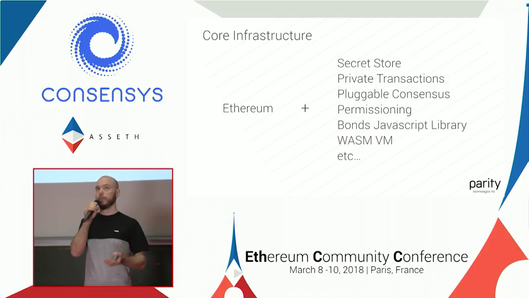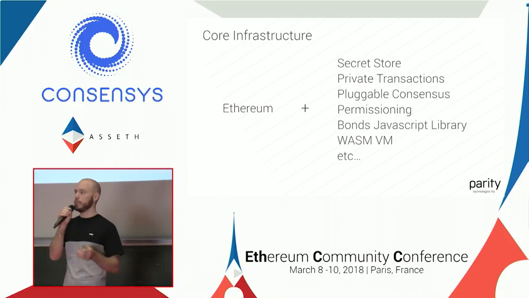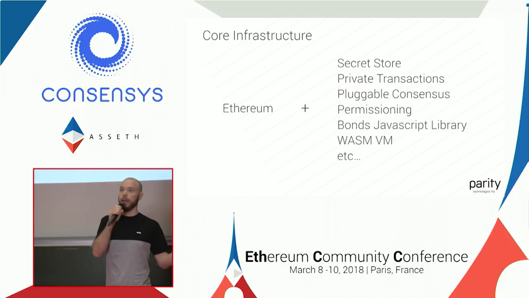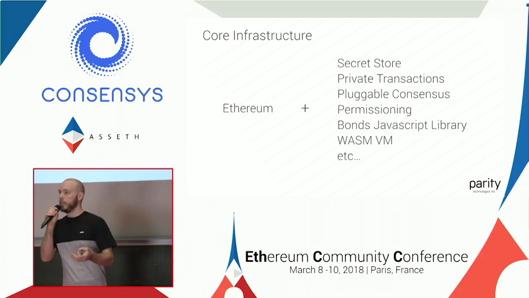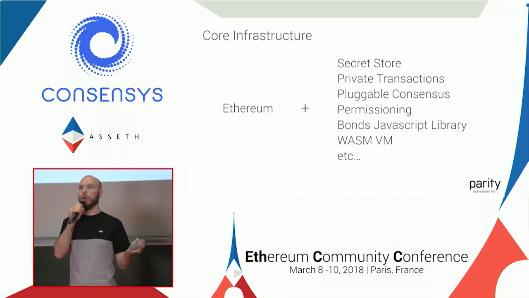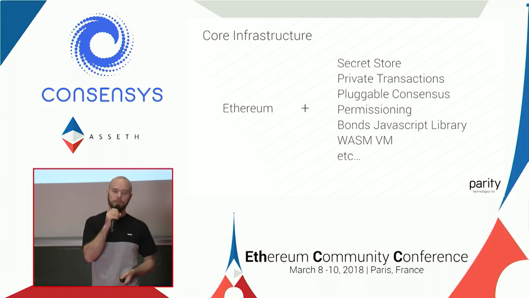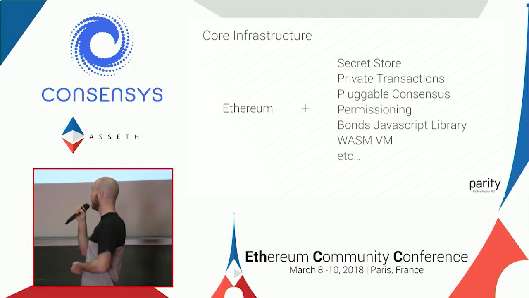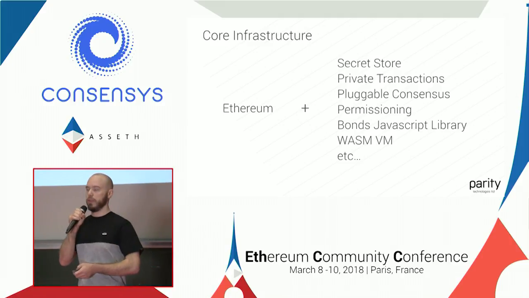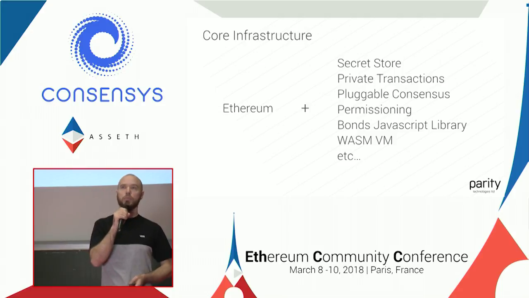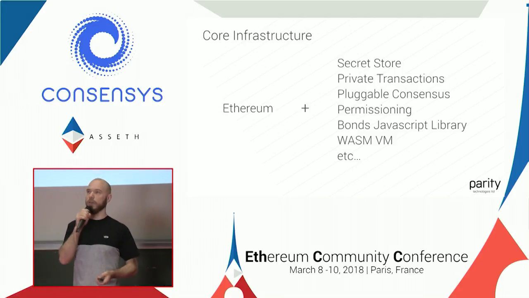We have a JavaScript library that we call the bonds library, which is a high-level reactive declarative library where you just say what data you want from the blockchain, and it uses our pub/sub layer to automatically update that data when there's a new block. And finally, what I'll talk about here today is our WASM VM that we're shipping very soon. And we also have a bunch of other stuff going on, but these are my own personal top picks of stuff I think is cool.